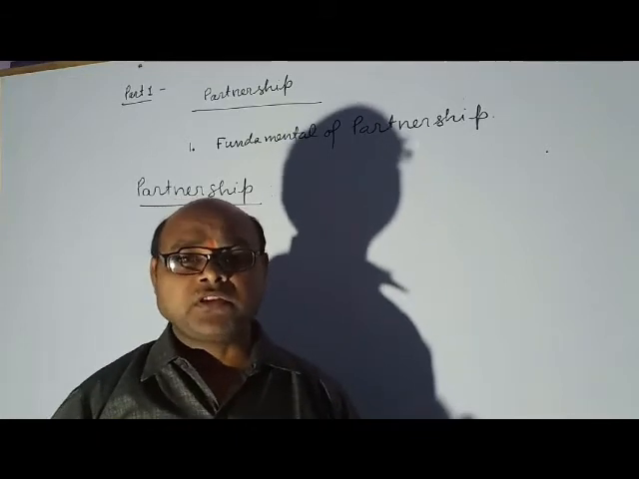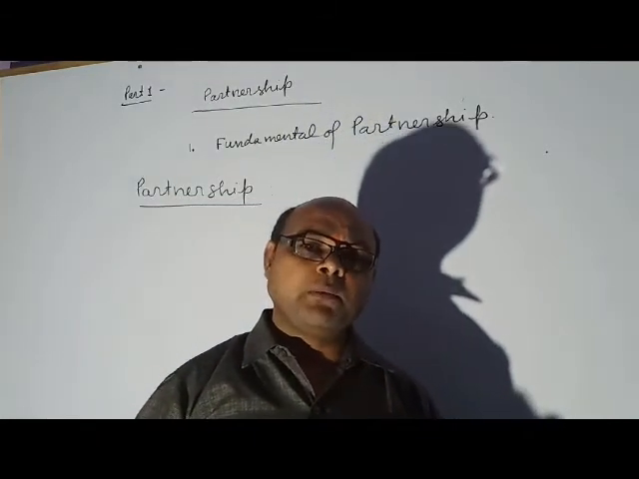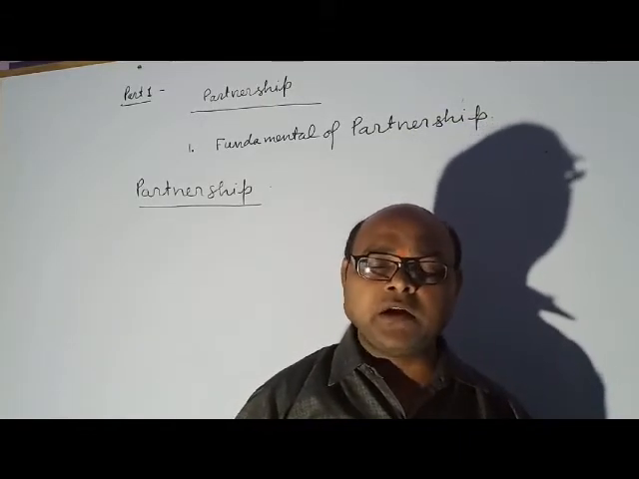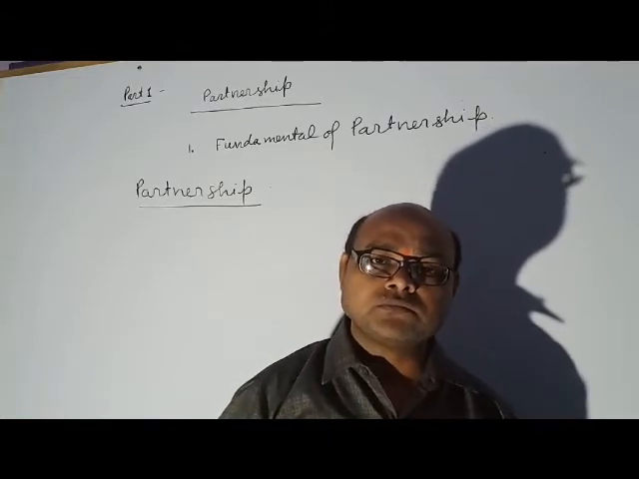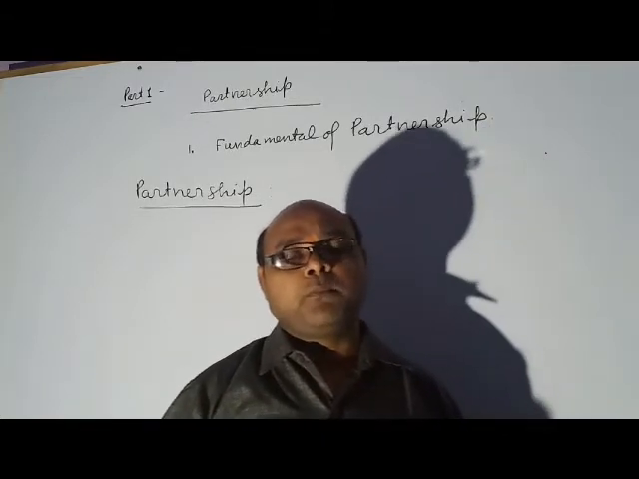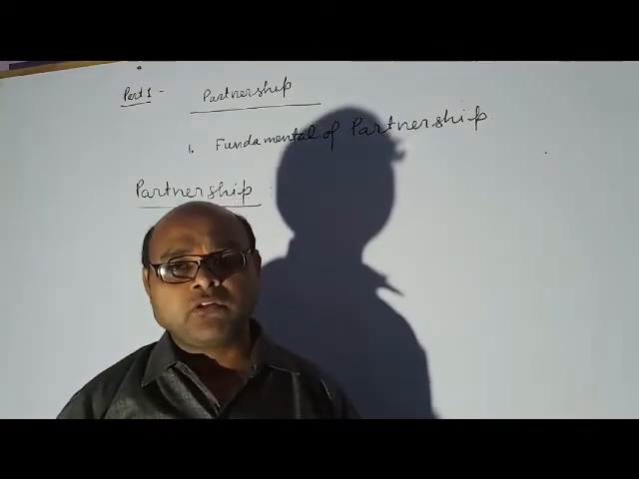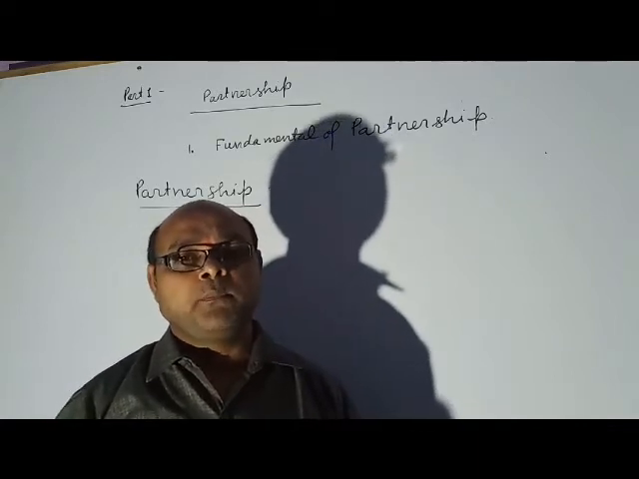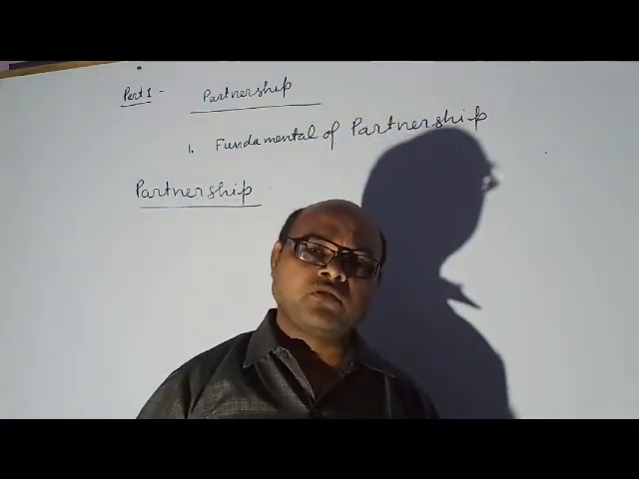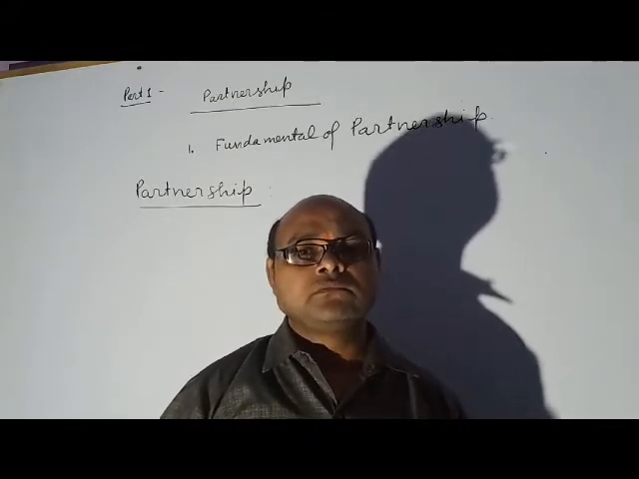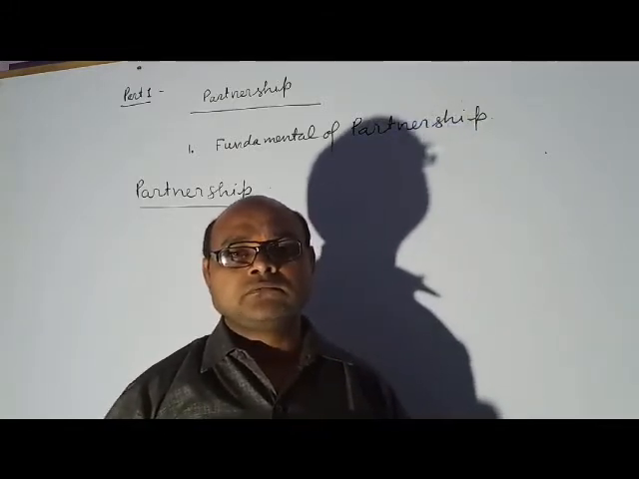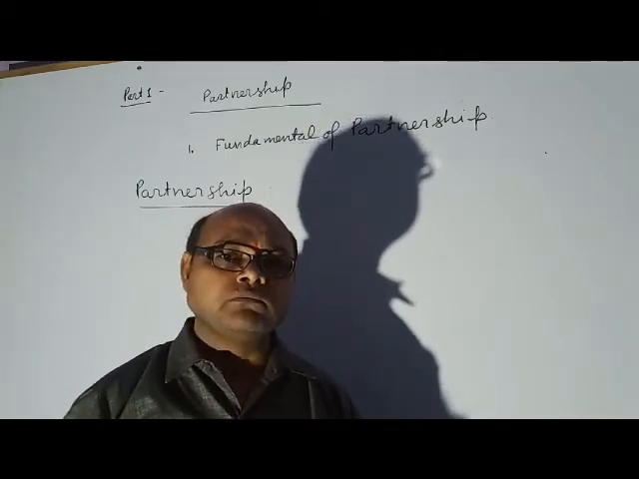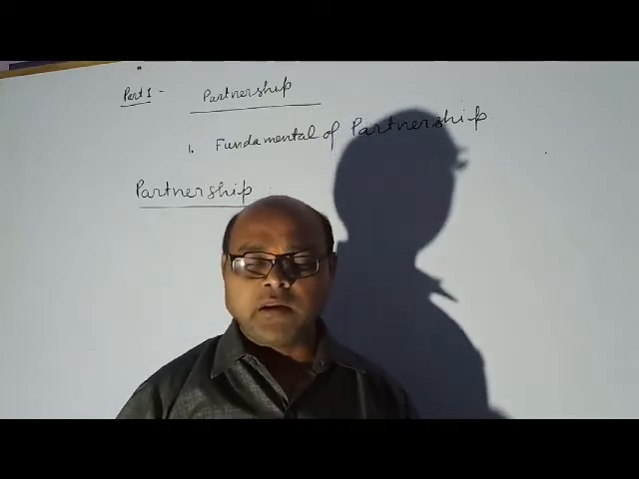So these three rules will be applicable in the absence of a partnership deed. First, profit should be in the equal ratio. Second, partner salary, bonus, commission, interest on capital, interest on drawings will not be recorded. And third, 6% per annum interest on loan will be allowed.